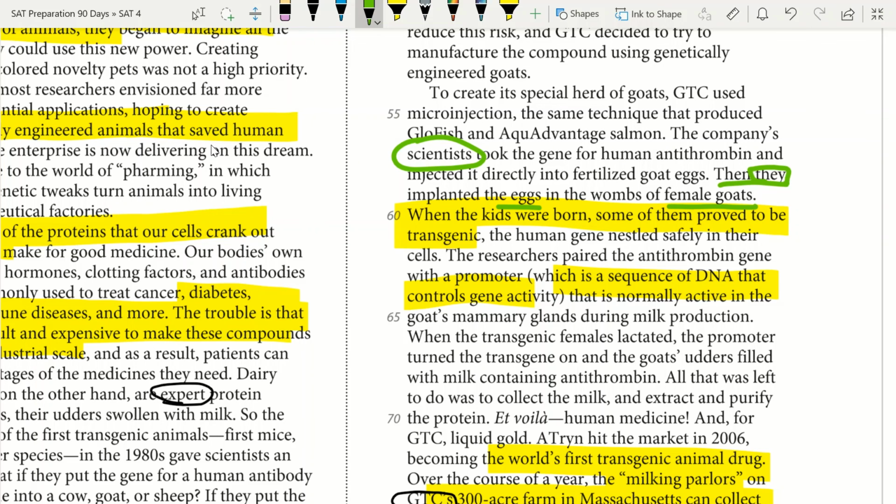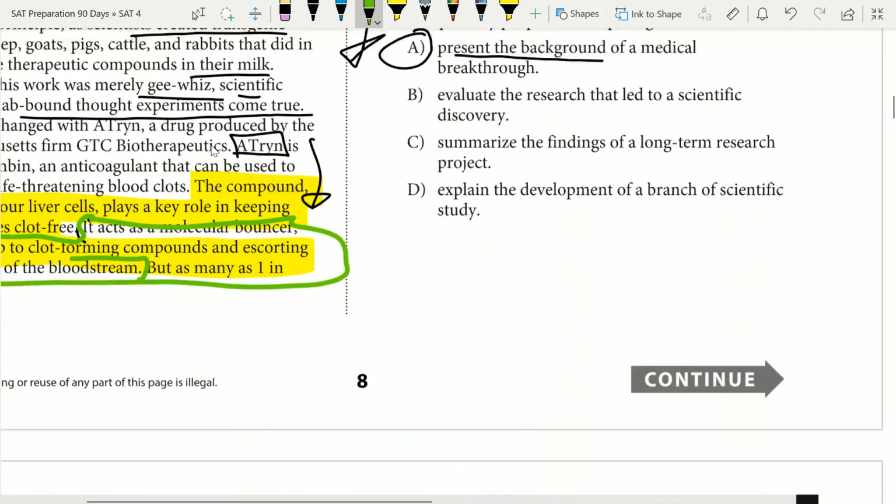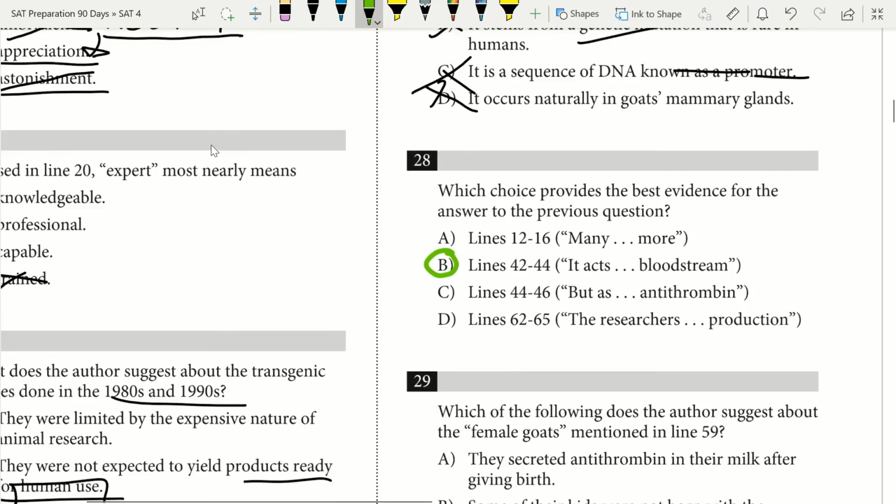Okay, now what happens to these? We have the kids are born. Some of them prove to be transgenic. Okay, the human gene nestled safely in their cells. That means that these goats, the offspring of these female goats, their children have human DNA, so they do not carry the DNA of that goat. Okay, so let's go down and find an answer choice that says that.